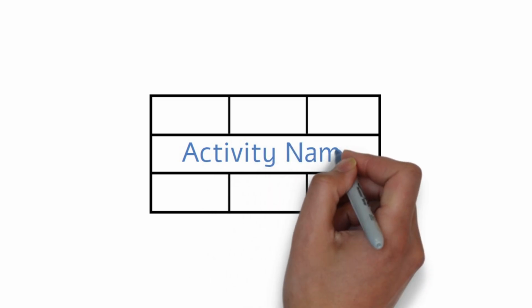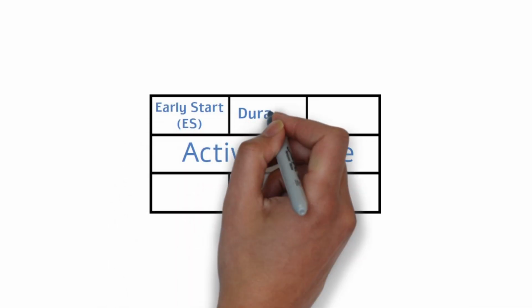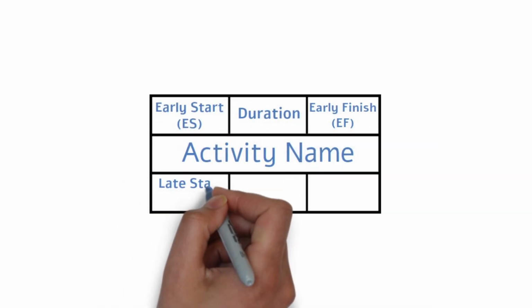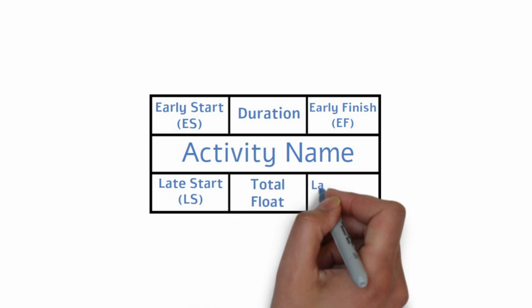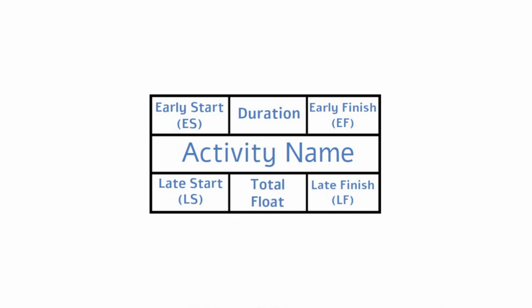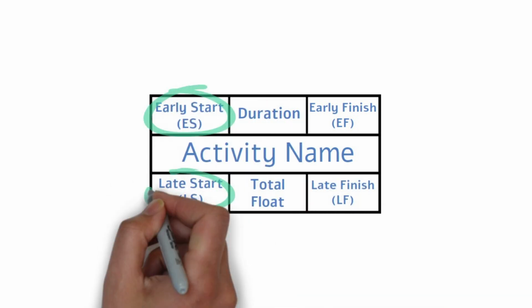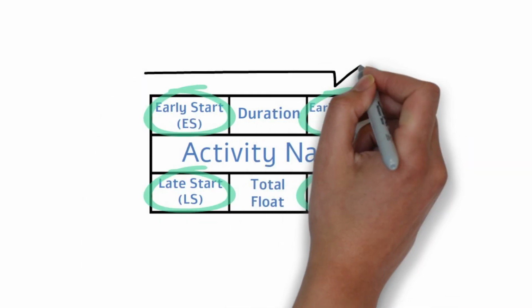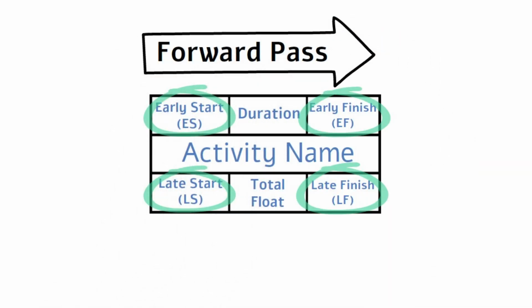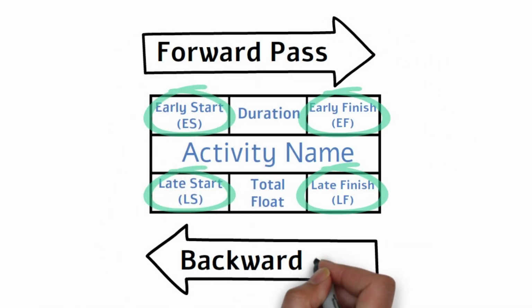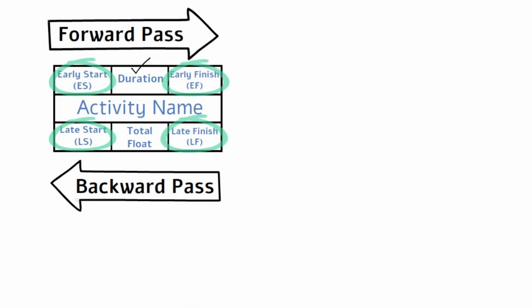At the center is the name of the activity. On the top are the early start, duration, and early finish of the activity. At the bottom are the late start, total float, and late finish of the activity. The start and finish represent how early or late the activity can start and finish. Those dates are determined using the forward and backward path, which we will cover later in the video. The duration is how long the activity takes to complete.